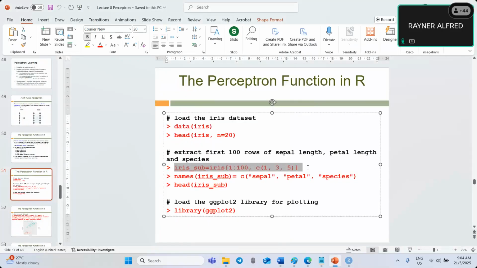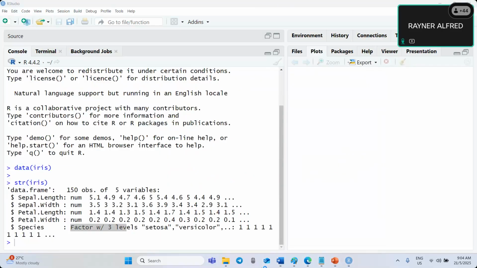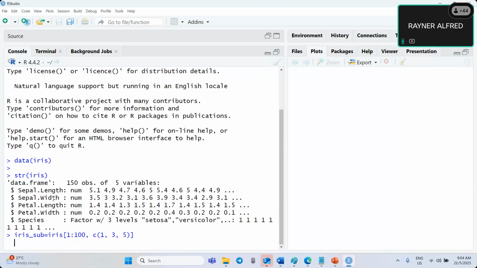And then what we will do, we will only take column number 1, column number 3, and also column number 5. And we only take 100 of them. So this is row, this is column. We only take 2 of them because we want to have 2-dimensional and able to see in the graph later on. So we take the sepal length and also the petal length.